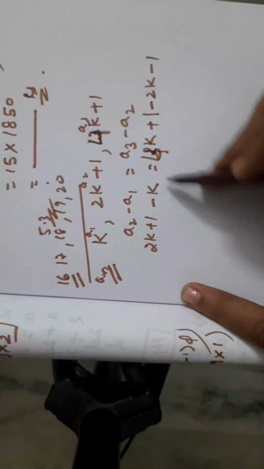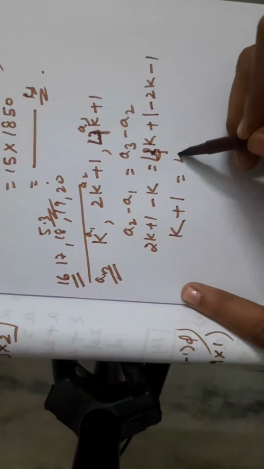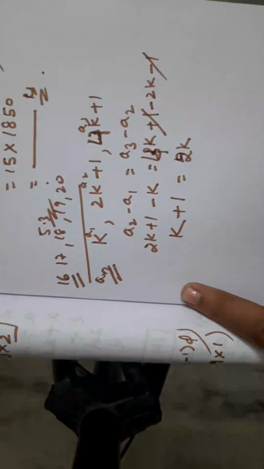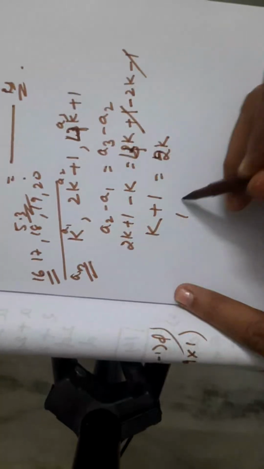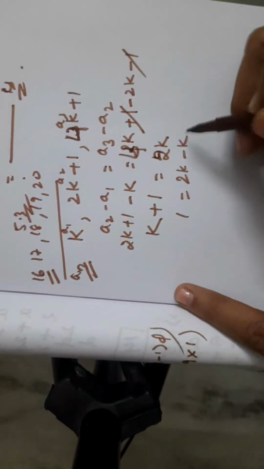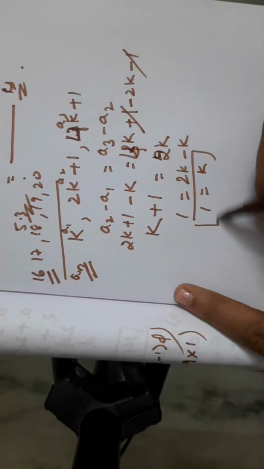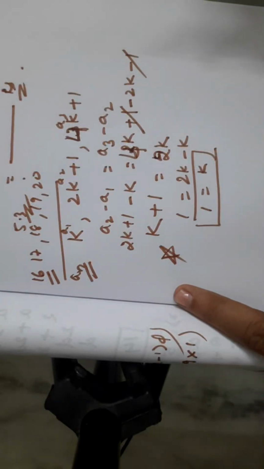Now here 2K minus K is K plus 1. 4K minus 2K is 2K. 1 got cancelled. Now shift 2K towards same side. So 1 is equal to 2K minus K. Shifting this K that side. Thus the value of K is 1. So in this way you can find out. It is an important question for MCQs. So these are the few questions which are very important.